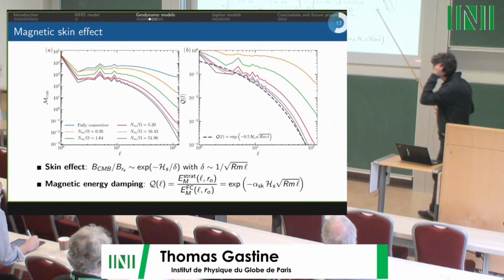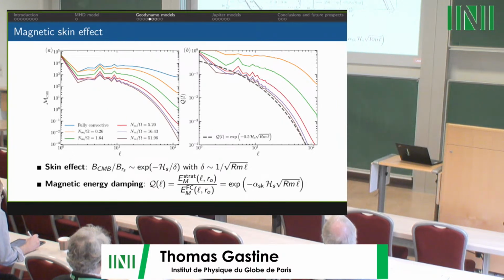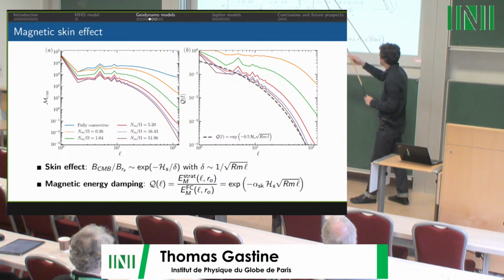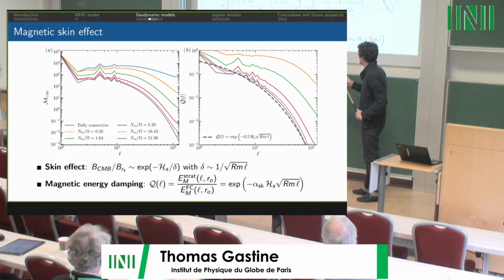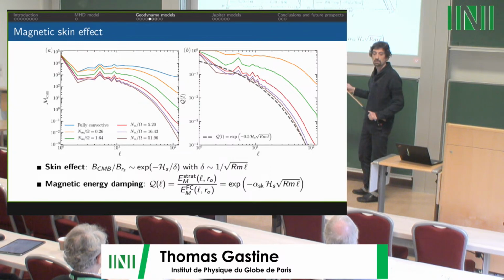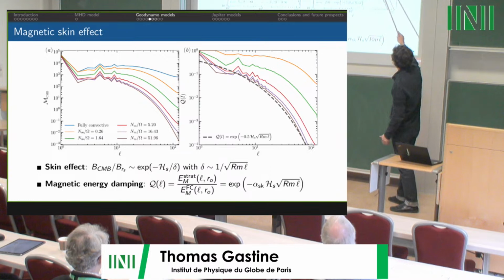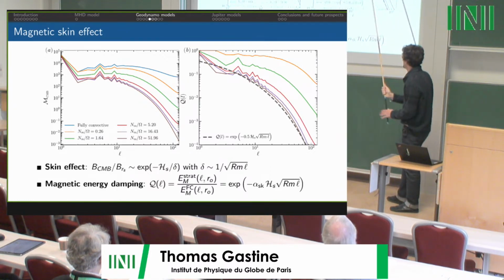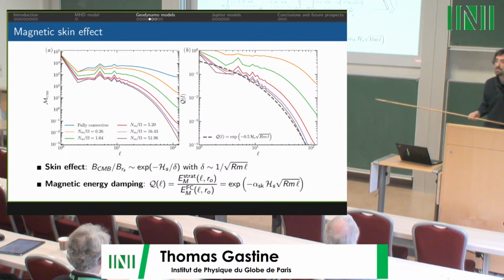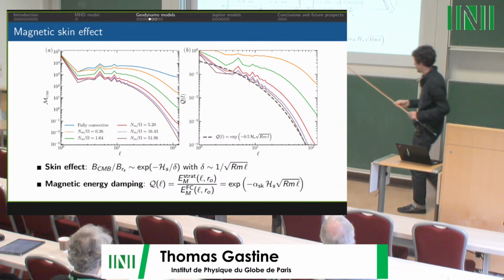So now if we look at the magnetic field, on the left is the core mantle boundary spectra of the magnetic energy as a function of the spherical harmonic degree for the same 6 simulations. And on the right, the magnetic energy spectra of a stratified case normalized by the fully convective counterpart. And so it's a measure of the damping. You see that the damping is scale dependent, and it's much stronger at small scale than at large scale.